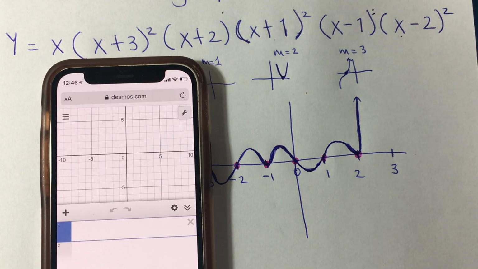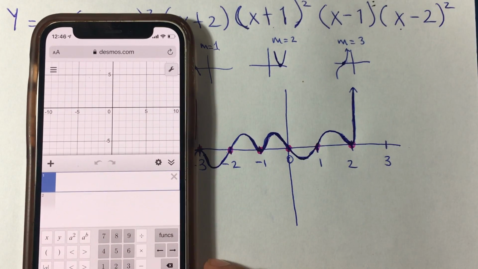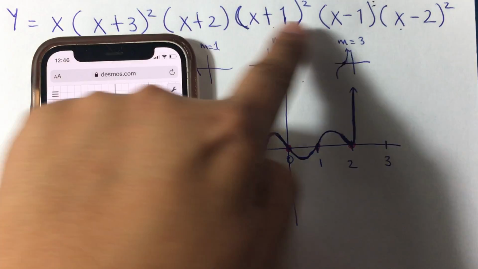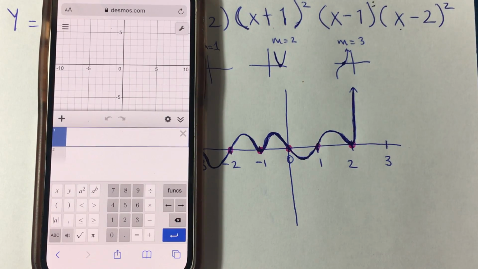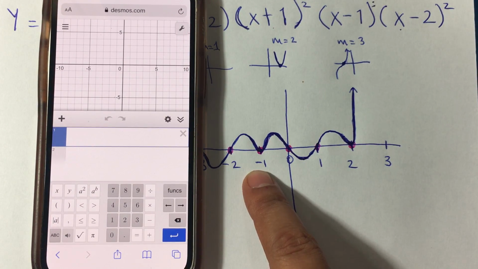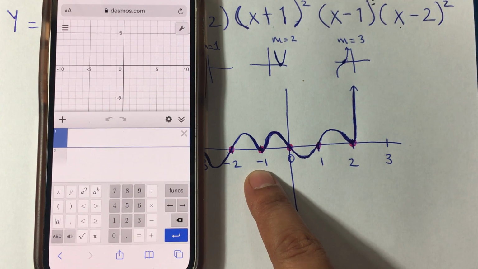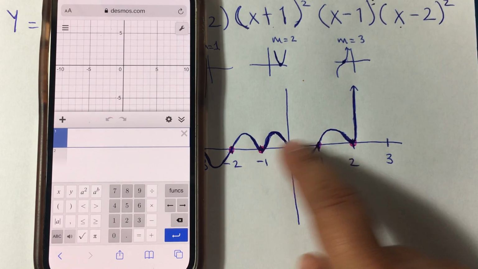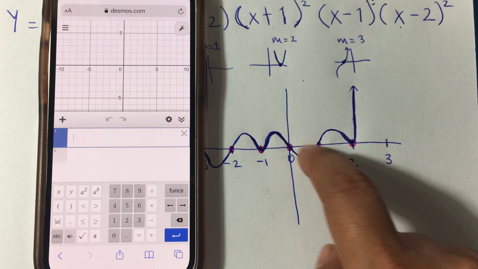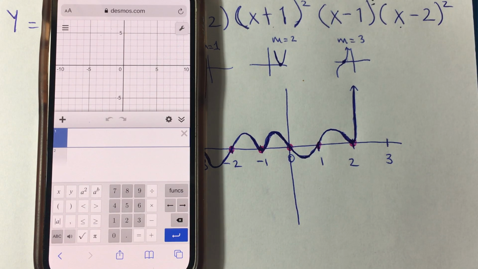You have seen me using Desmos in the past couple of videos. It's a free online application. And again, I'm just going to put all of those factors in here. This is just a rough graph, and we'll see how far off we are, but that's okay. What matters here is the end behavior and the x-intercepts, which are also called zeros.